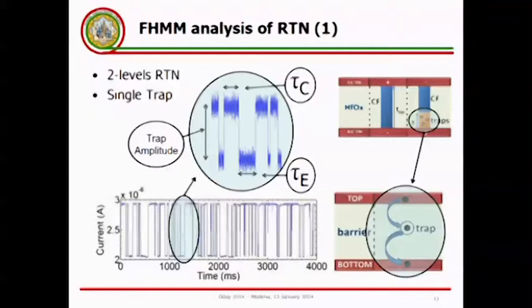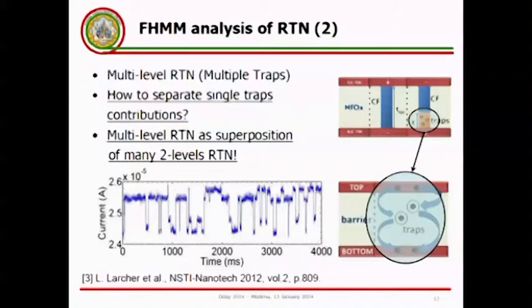However, in these devices, we face a way more complex kind of RTN, which is the multi-level RTN, which is thought to be due to the simultaneous activation and deactivation of multiple traps within the barrier. And now the fundamental question is this: can we separate the single trap's contribution starting from this kind of signal? In other words, can we simultaneously assess the physical properties of all the traps contributing to random telegraph noise starting from this kind of experimental signal? Actually, the answer is yes.